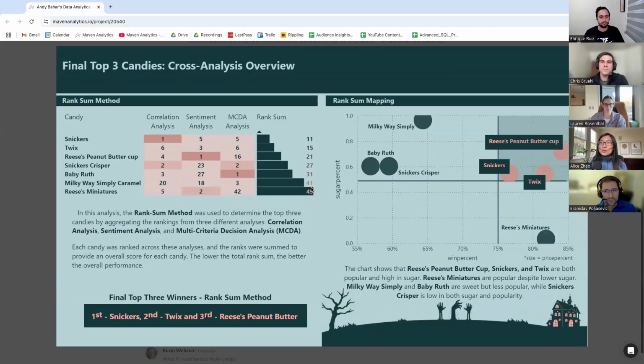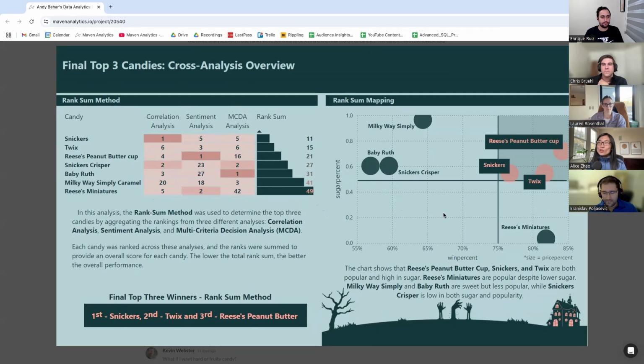And it comes to this visualization here, which is my favorite of the whole submission, where we're using the rank sum method, which is basically these are the three types of analysis that Andy did. And you can see this was a top candy for this analysis, top candy for this analysis, and so on. And then you sum up the votes across the three techniques. And I thought that was really well done within this visual. And then you can see that the top candies are Snickers, Twix, and Reese's.